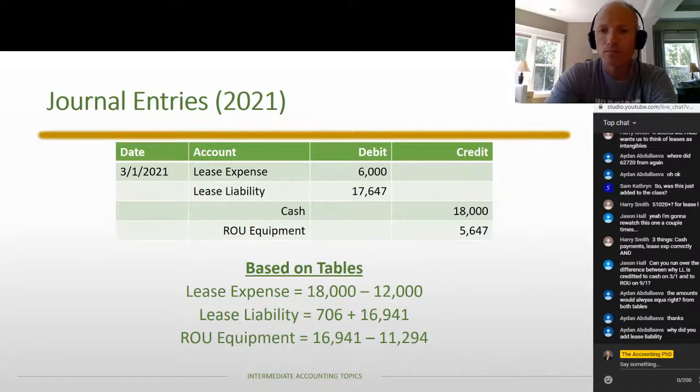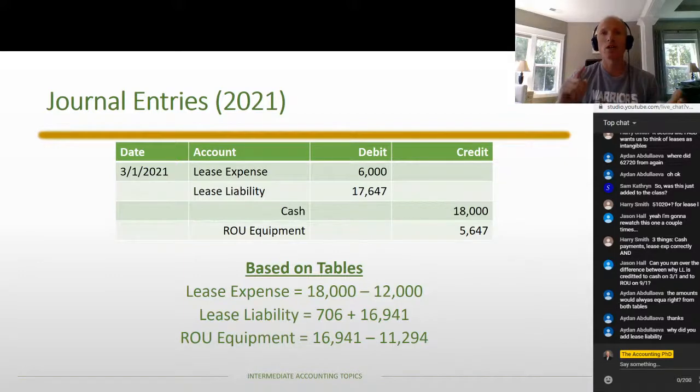Oh, so remember, we need to amortize the lease liability following the effective interest method. From the table, we know that the amortization on this date should be $16,941. But we had also previously accrued $706 to the lease liability account from the inferred interest at the end of December 31st, 2020. And so that's why we add those two things together.